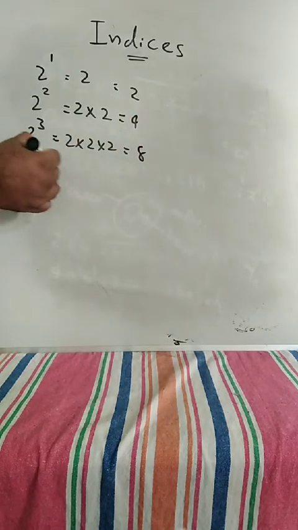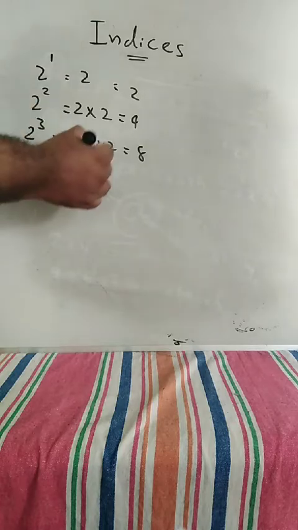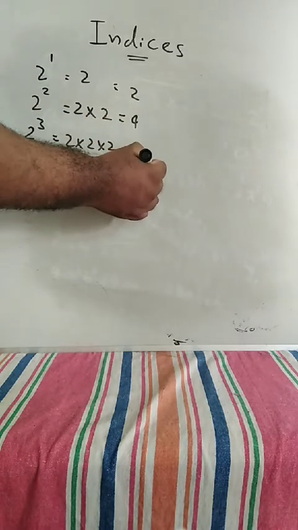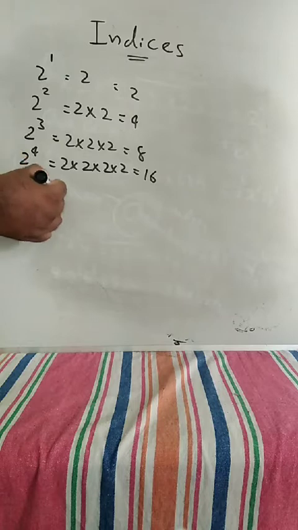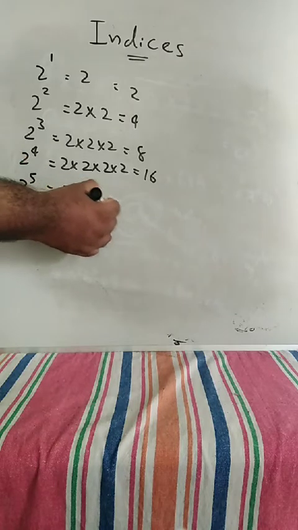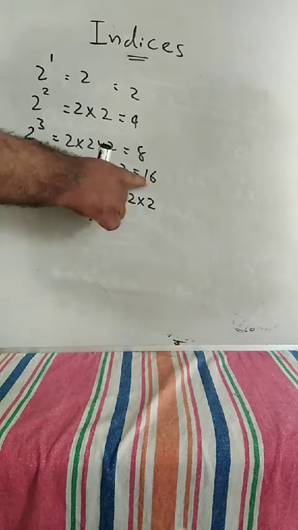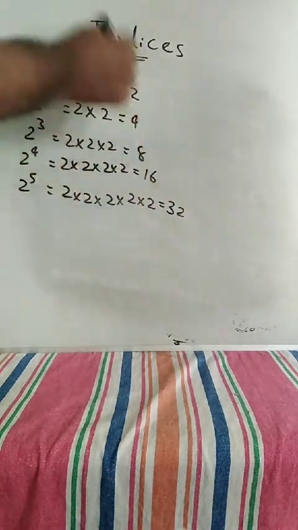Then 2 to the power 4 means 2 should be multiplied 4 times. Then 16. Right? Then 2 to the power 5, 2 into 2. Then 16 into 2, what's the value? 32. Okay, now copy down this.